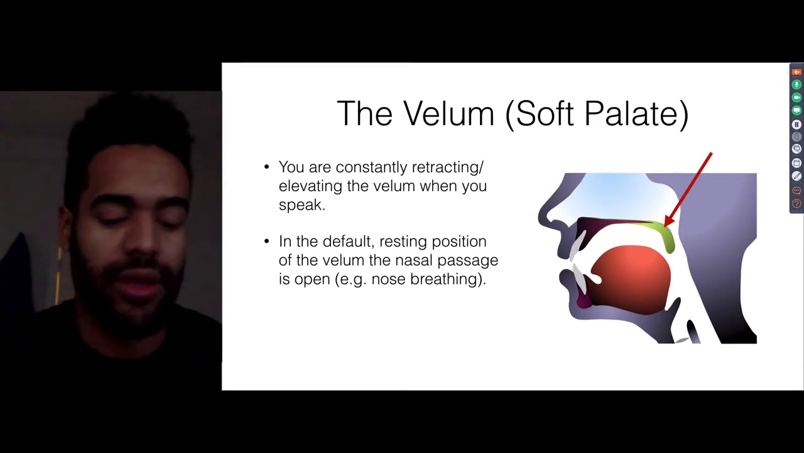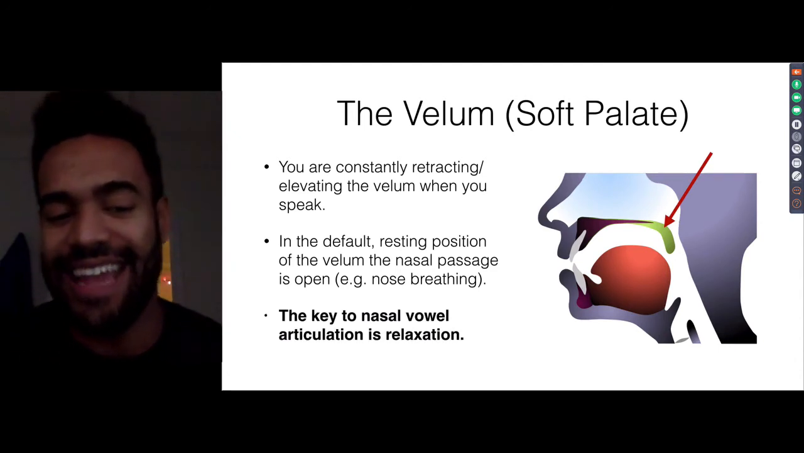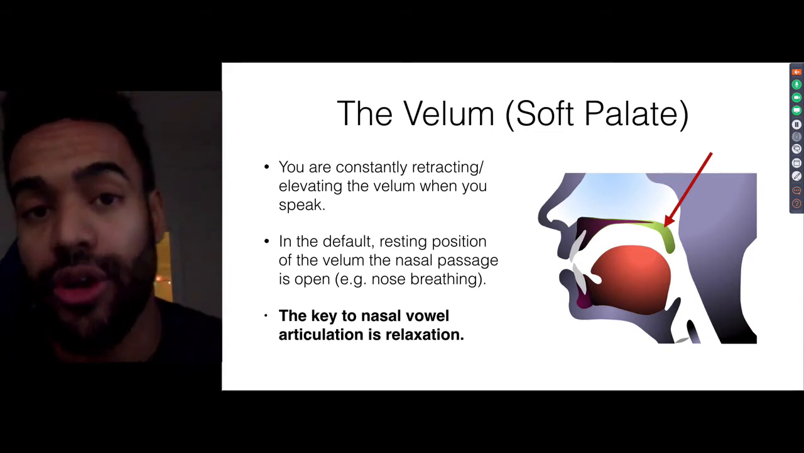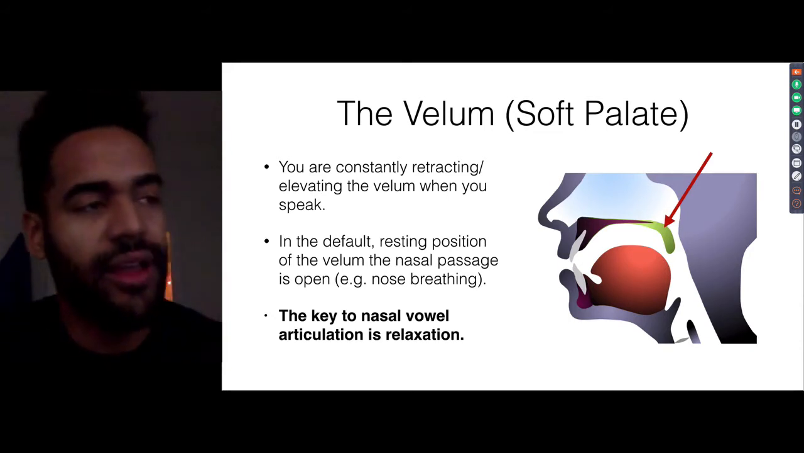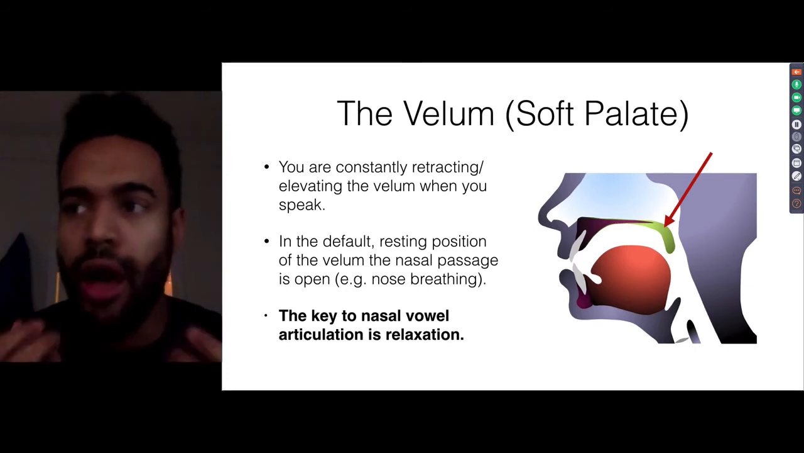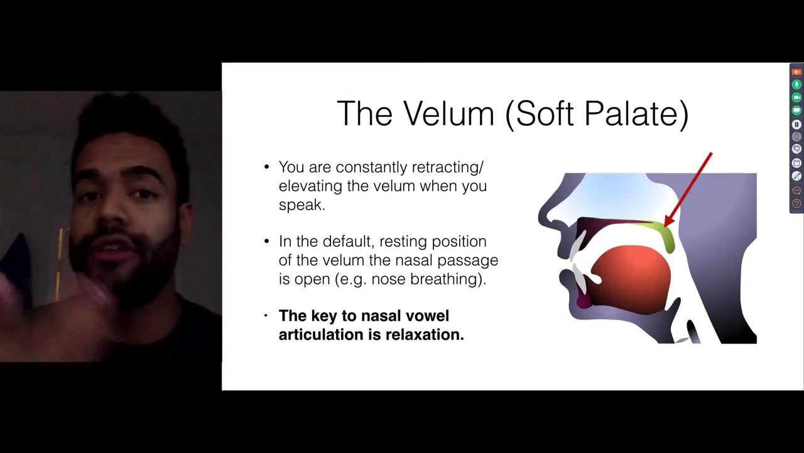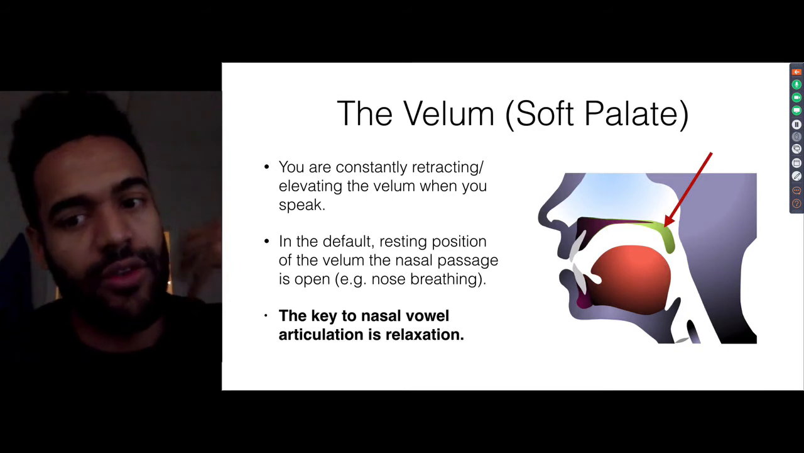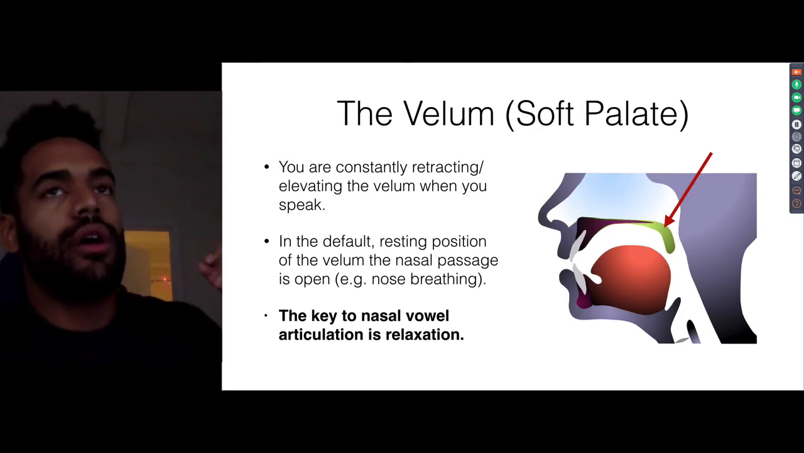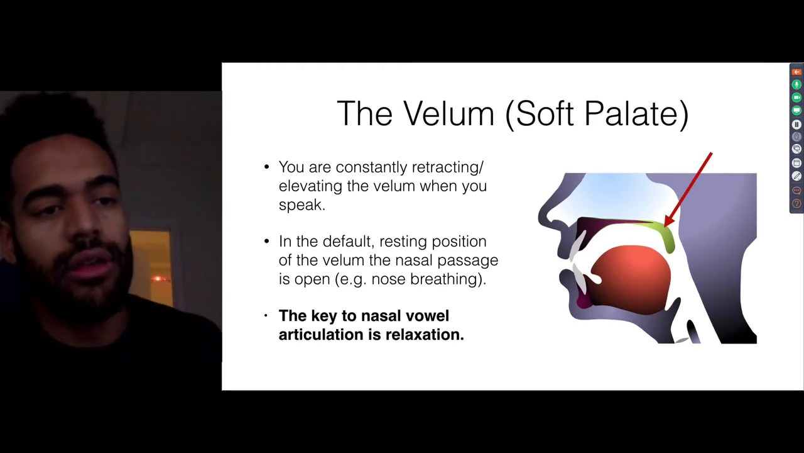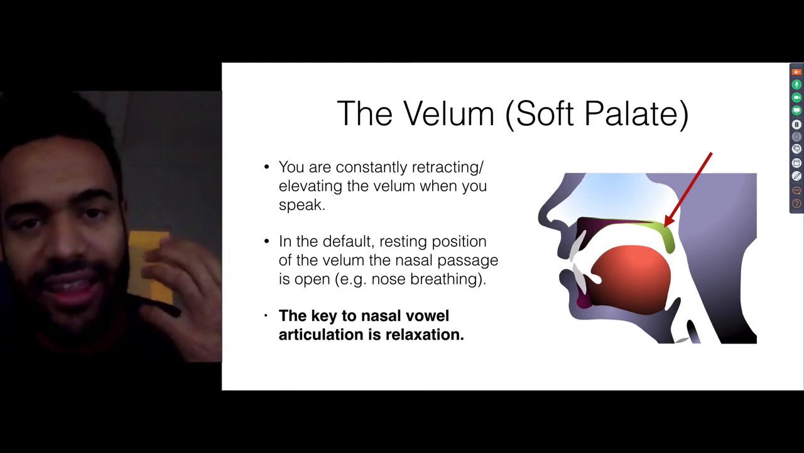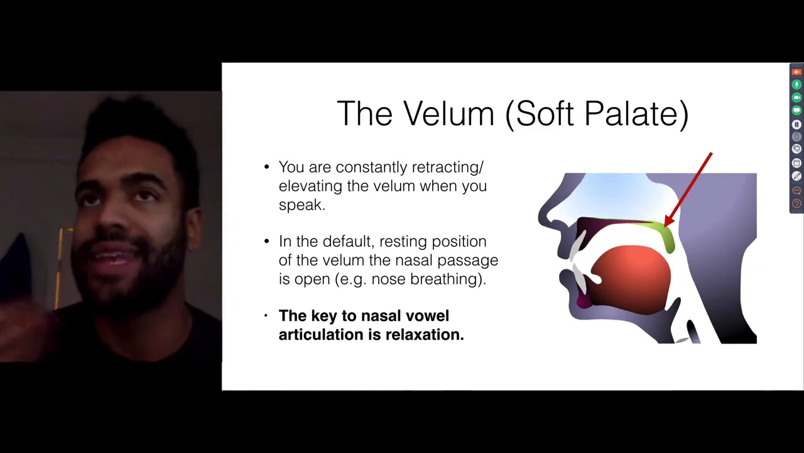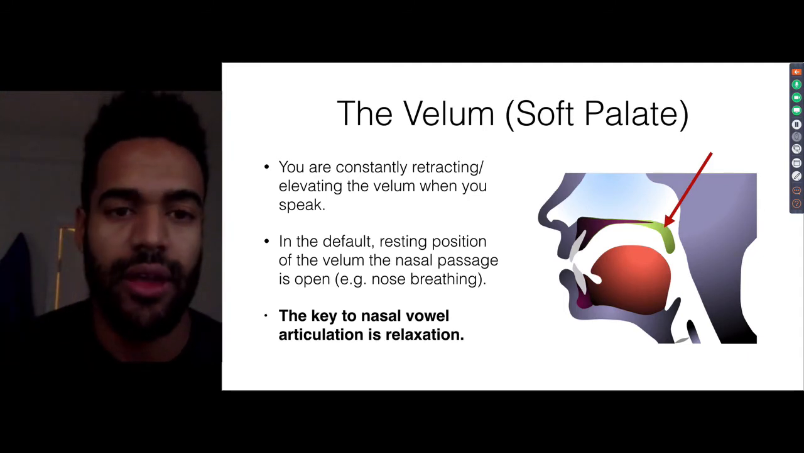When you speak, you're doing something, so you're moving away from default. Therefore, the key to nasal vowel articulation is relaxation. This is very important because I see people trying to learn nasal vowels who try to squeeze something or feel something, and they can't get the sound out because they're trying too hard. The key is relaxing. Right now I'm speaking, so I'm doing stuff to retract the velum. If I just go like this, this is a relaxed position. I'm just letting the air pass through. So the key is relaxing. The reason it's challenging at first is that you're not used to relaxing it when you speak. Okay? So remember that: relaxation.